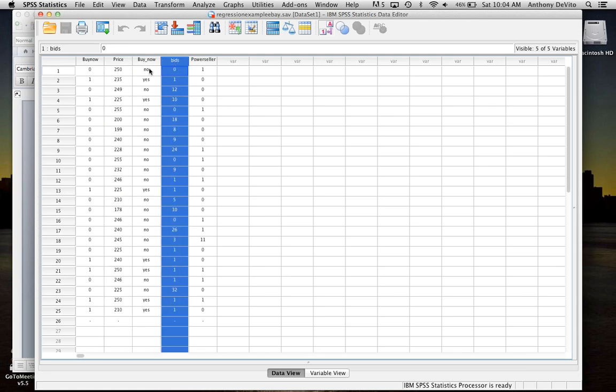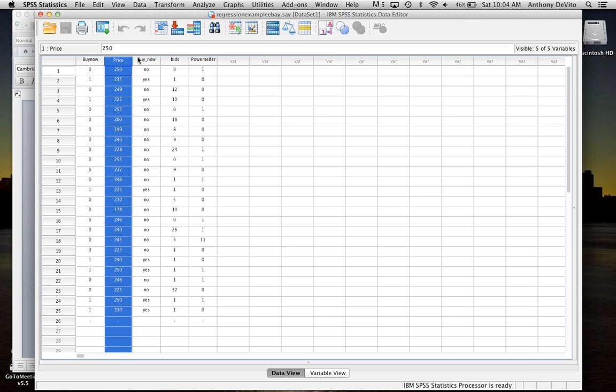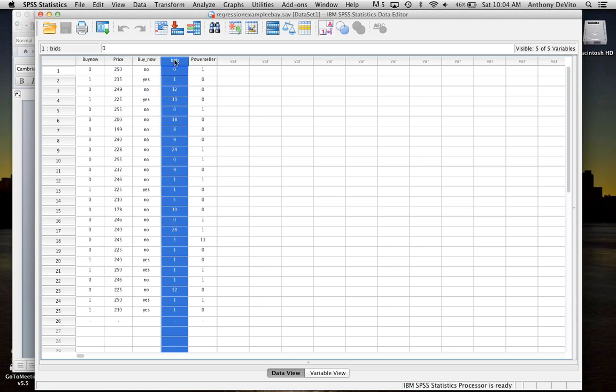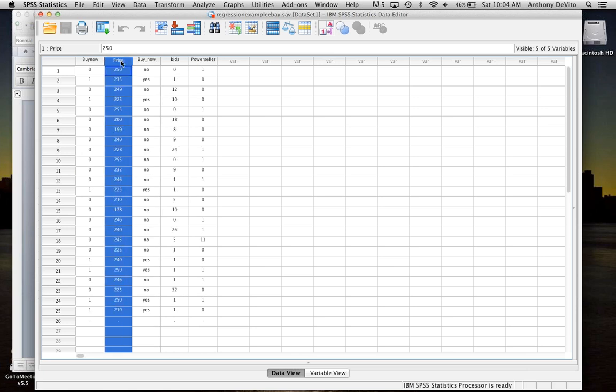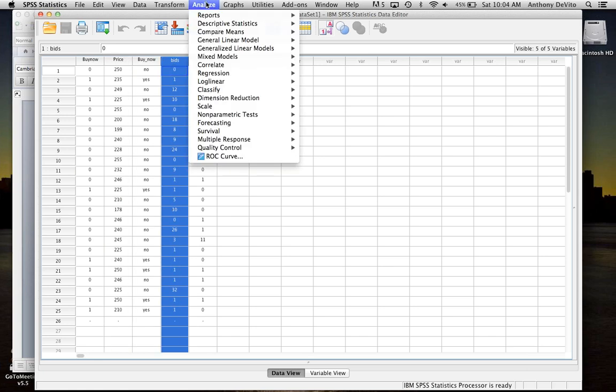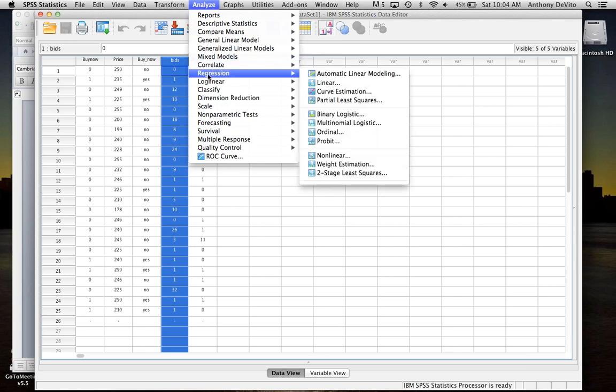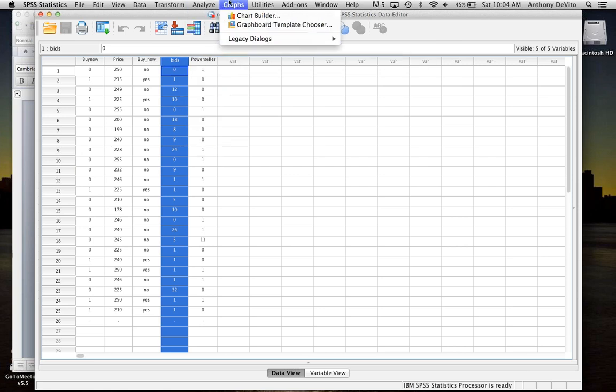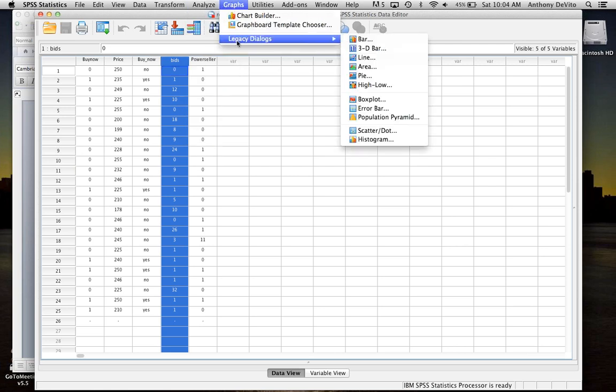So I'm saying, is there a relationship between the listing price and the number of bids that it generates? First thing, this is a numerical variable, and this is a numerical variable. So it might be of interest to me to see whether or not there's a correlation between price and the number of bids. I can just go up to Analyze and directly do a correlation. I might even want to see if it's predictive, so I might want to do a regression. But before I do anything, I want to take a look at what this looks like on a graph.